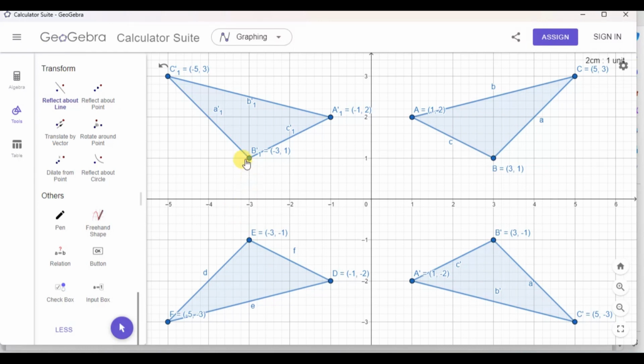So from here to that is 2 centimeters. From this point to the image is also what? 2 centimeters. So this is how reflection is done.